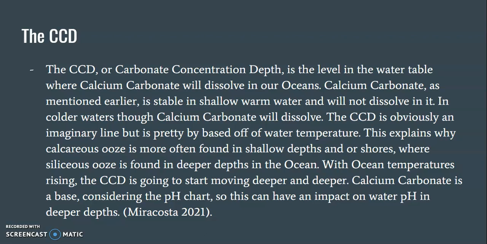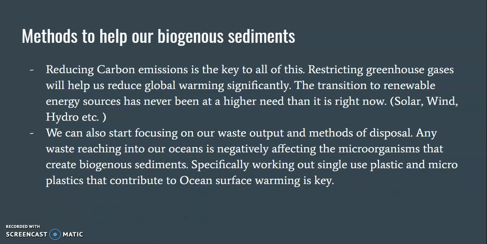The CCD is obviously an imaginary line, but is pretty much based off of water temperature. This explains why calcareous ooze is more often found in shallow depths or on our shores, whereas siliceous ooze is found in deeper depths in the ocean where it's colder. With ocean temperatures rising, the CCD is going to start moving deeper and deeper. Calcium carbonate is a base considering the pH chart, so this can have an impact on water pH as well at deeper depths.